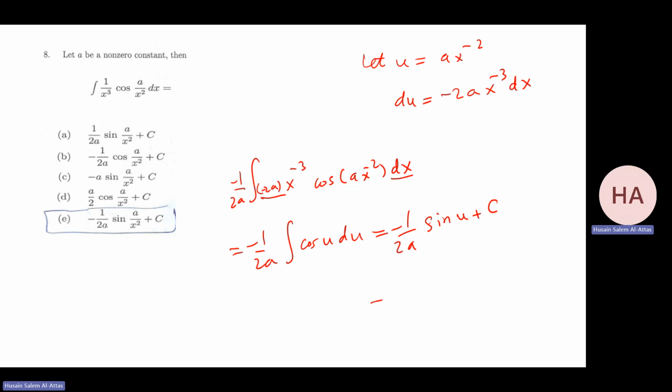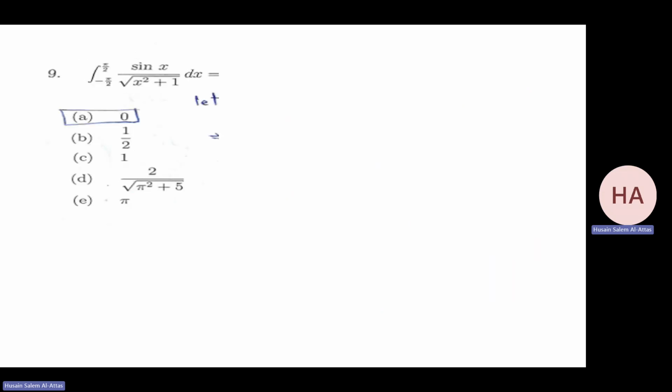And what is u? Sine a over x squared plus c, which is this. Sine x over this. It's odd, very clear. This is an odd function. So the answer is 0.